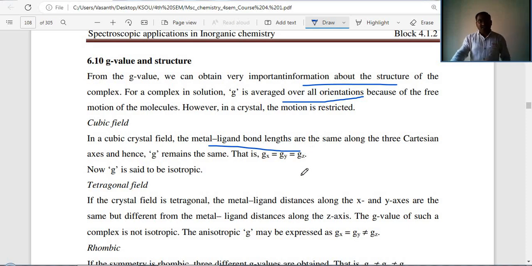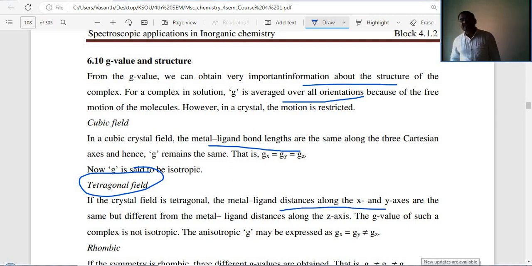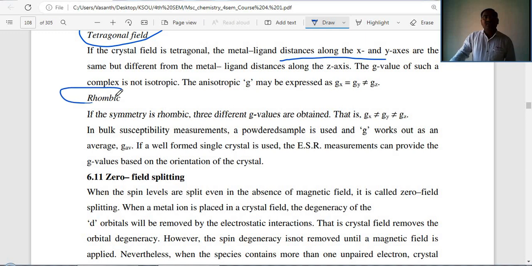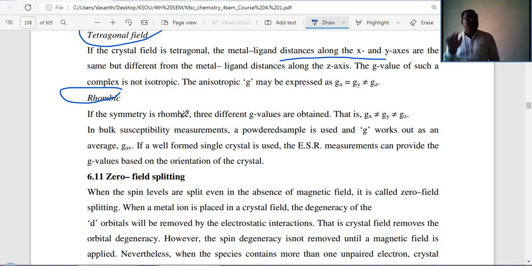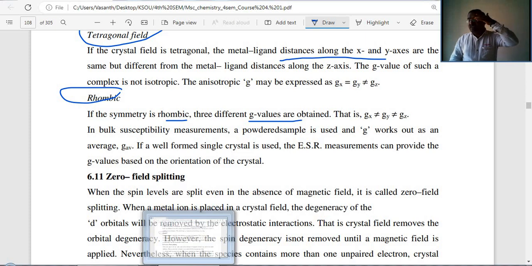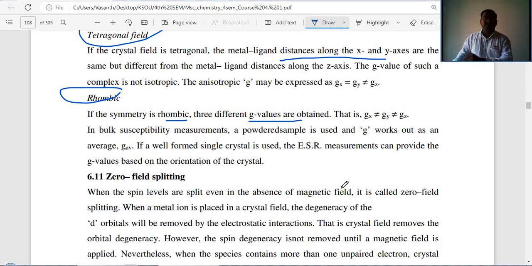Next we consider the tetragonal field. If the crystal field is tetragonal, the metal ligand distances along the x and y axes are the same but different from the metal ligand distance along the z axis. If the symmetry is rhombic, three different g values are obtained, that is gx not equal to gy not equal to gz.